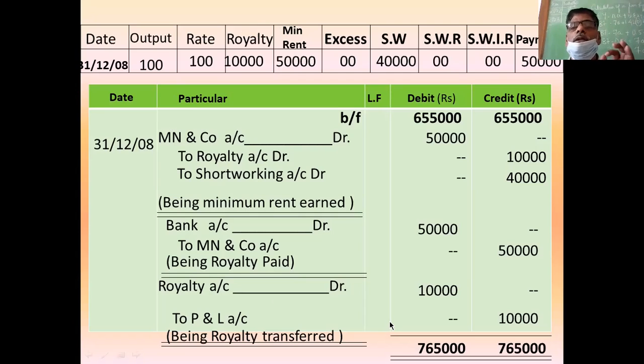Okay. This is an important problem based on the lessor. You make this problem perfect regarding the lessor's book. Okay. I'll not go for solving other problems. Only one problem I solved, based on the lessor. You make this problem perfect and remember. Okay. Thank you.